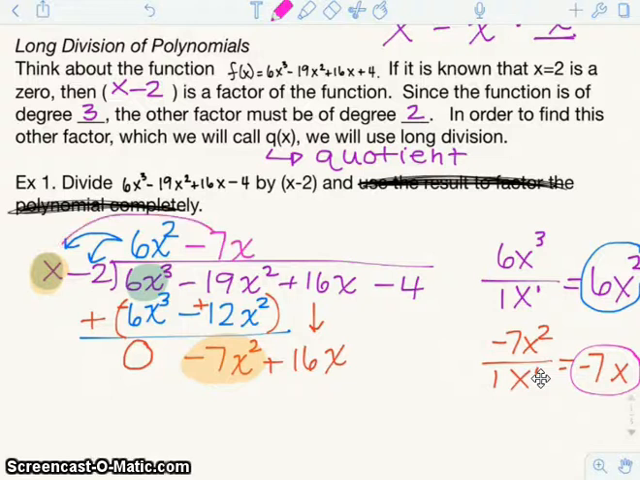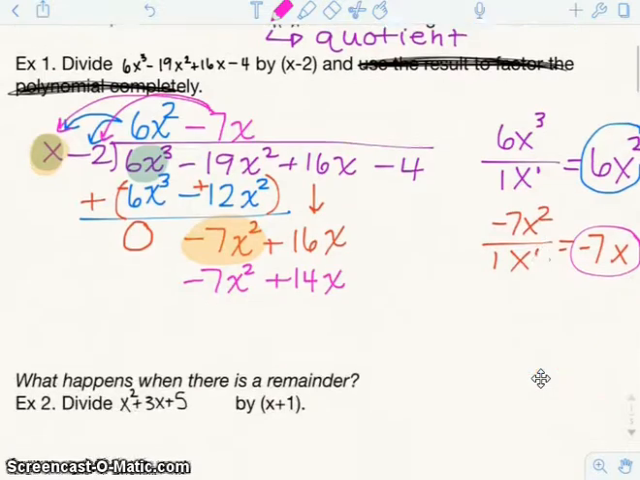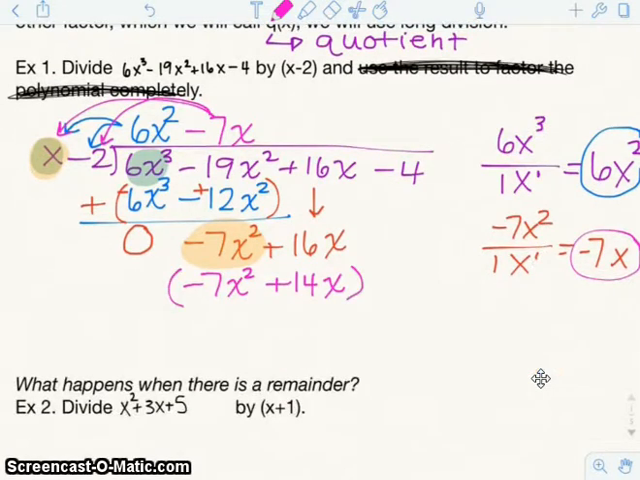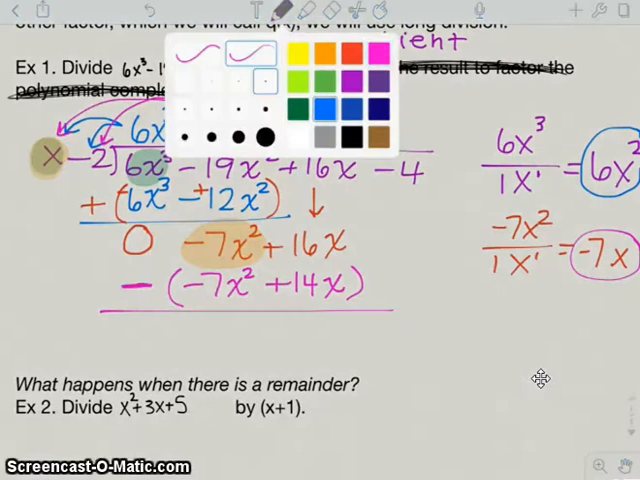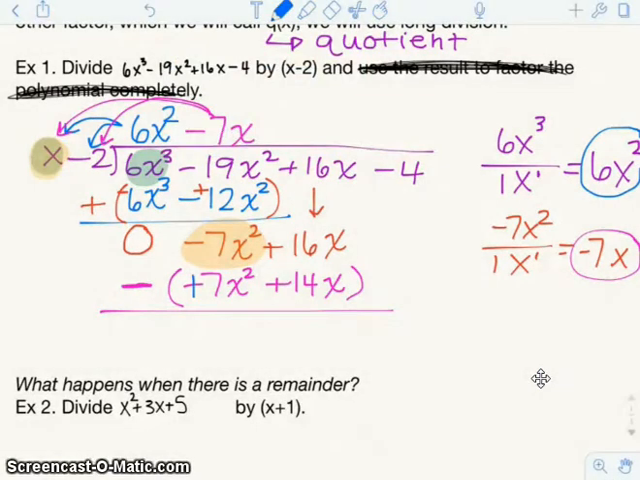And now I'm going to multiply. So negative 7x times x is negative 7x squared. Negative 7x times negative 2 is positive 14x. I'm going to subtract both pieces. So what I'm really going to do, I'm going to change the signs and then add. Okay?